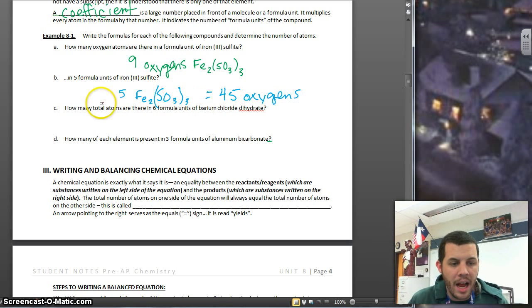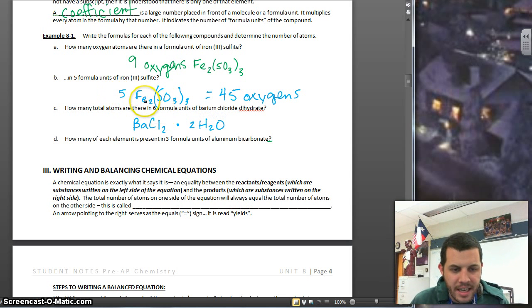How many total atoms are there in 6 formula units of barium chloride dihydrate? What I'm going to do here is write out my formula for barium chloride dihydrate. I've got Ba, which has a 2+ charge, and Cl, which has a -1 charge, so I need 2 of those. And then my dihydrate is 2H2O. How many total atoms are there in 6 formula units of this? My 6 is going to distribute out to everything here. So what I want to do is count my atoms.